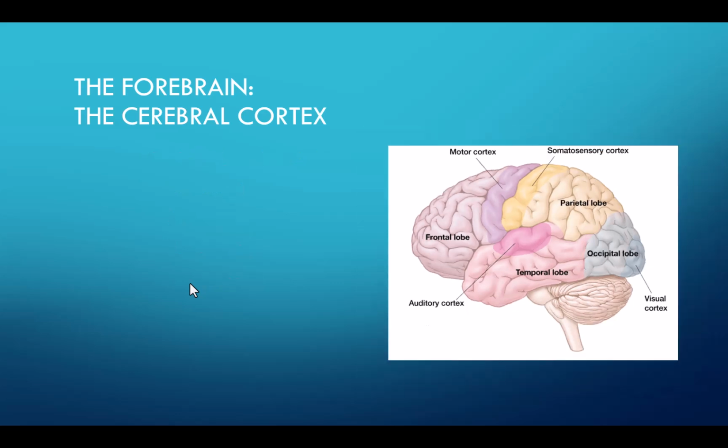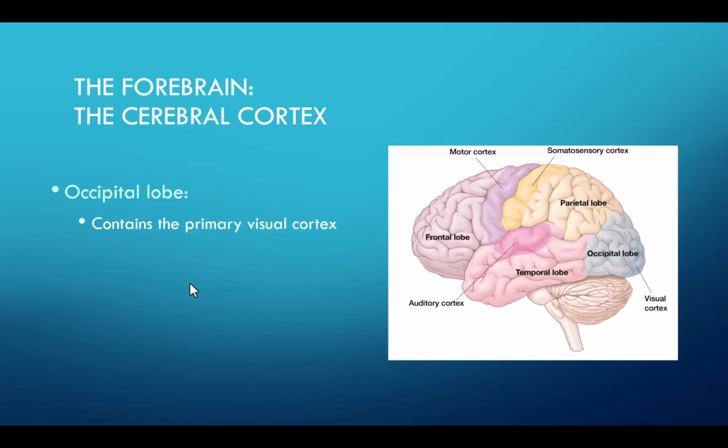The first lobe we'll talk about is the occipital lobe. Now, the occipital lobe is in the back of your brain. It's the most posterior part of your brain. If you put your hand on the back of your head, that's about where the occipital lobe would be, and it contains the primary visual cortex.